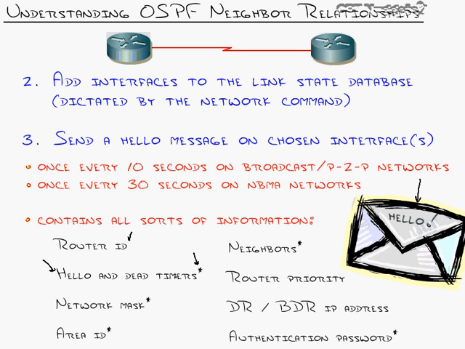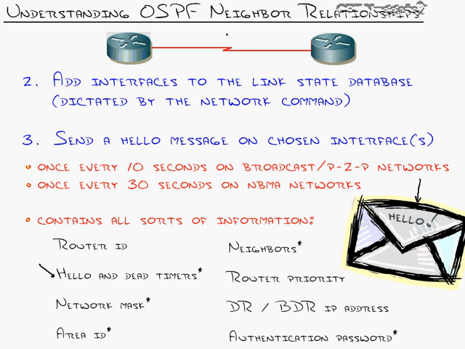OSPF is very picky about neighbors that it will form. Anything that you see an asterisk behind means that the neighbors have to have these things equal in order to become neighbors. So obviously they don't have to have the same name. You can't have the same name. You have to have unique names. But their hello and dead timers must be the same. Otherwise, a neighbor relationship will not form between those two.